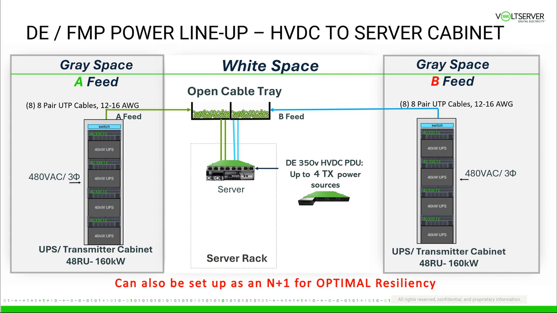The 350 volt high voltage DC PDU has 4 power sleds, and each can accommodate its own diverse power source. For this example, I'm showing a 2N architecture, but our technology can use the optimal N+1 architecture for resiliency. As you can see, digital electricity eliminates a lot of stuff in the data center, and the architecture is considerably simplified.